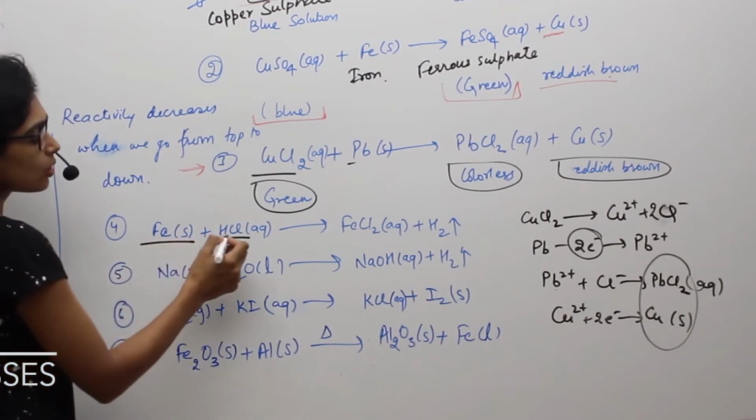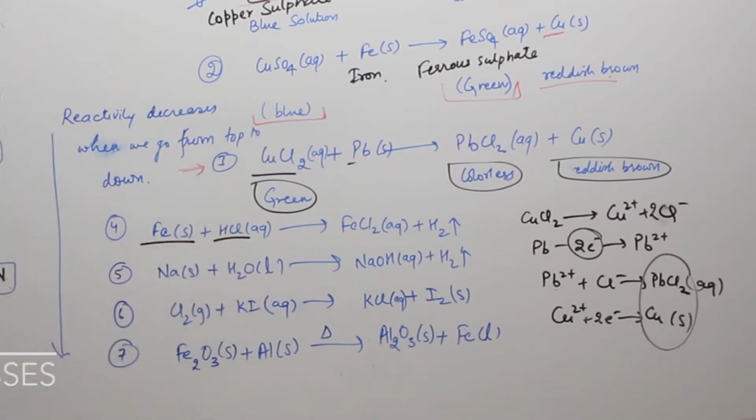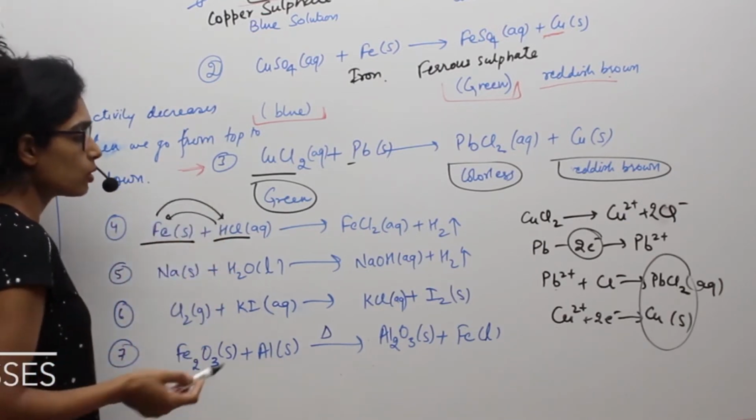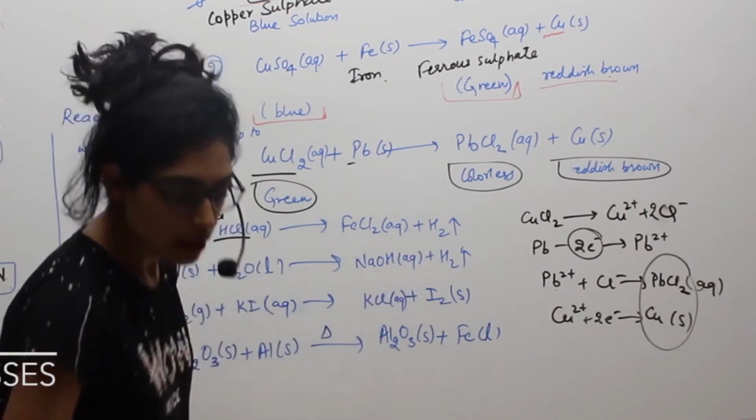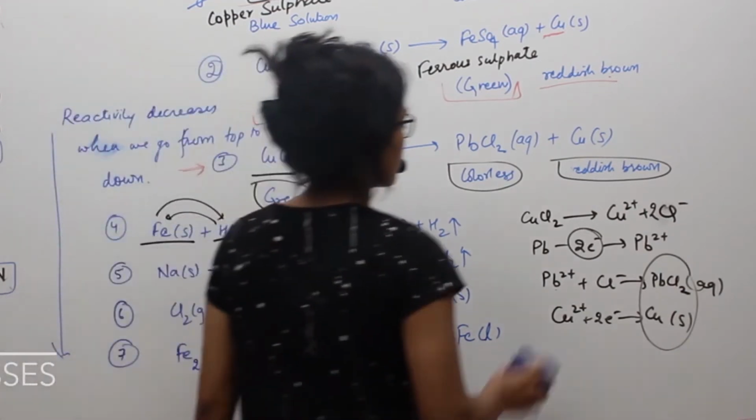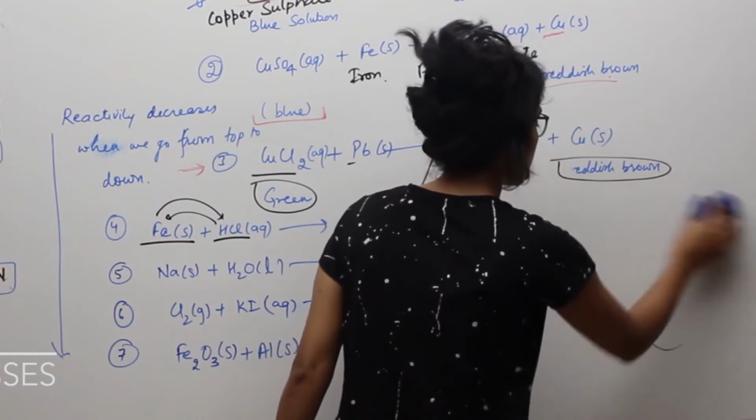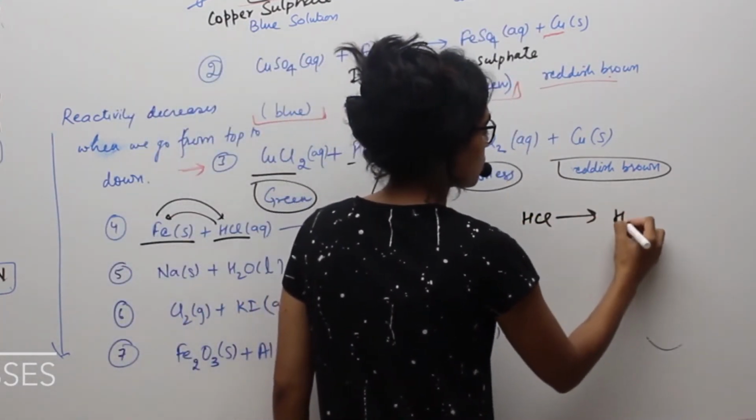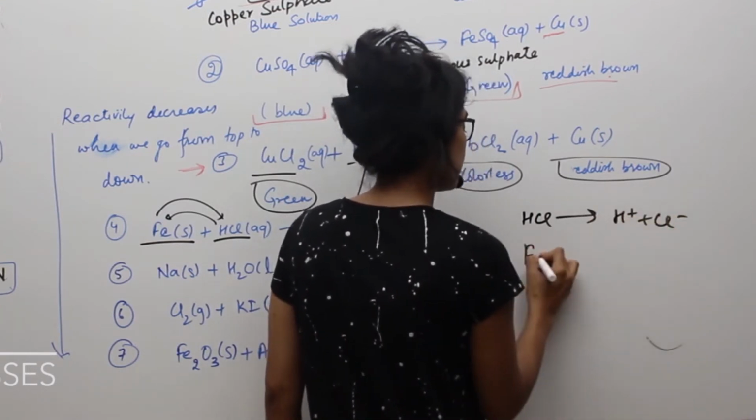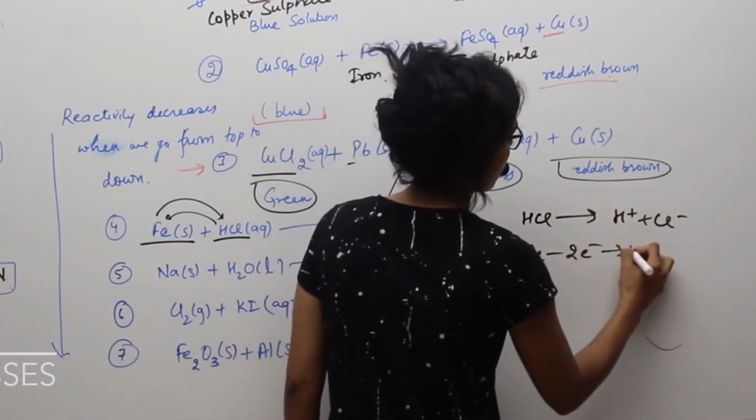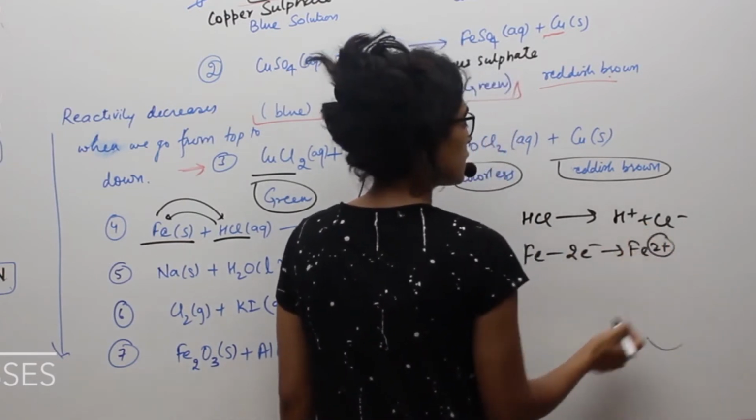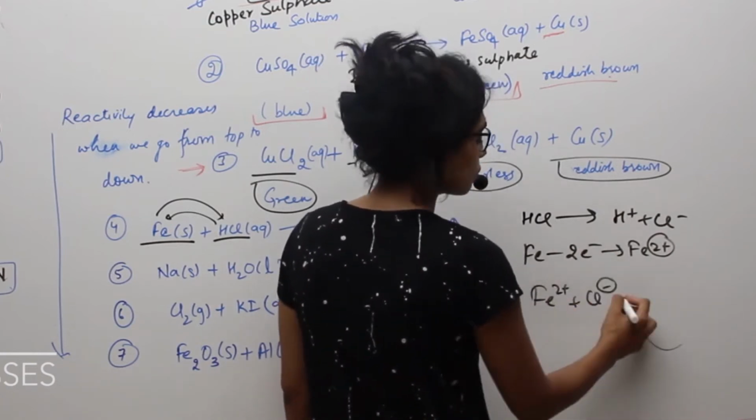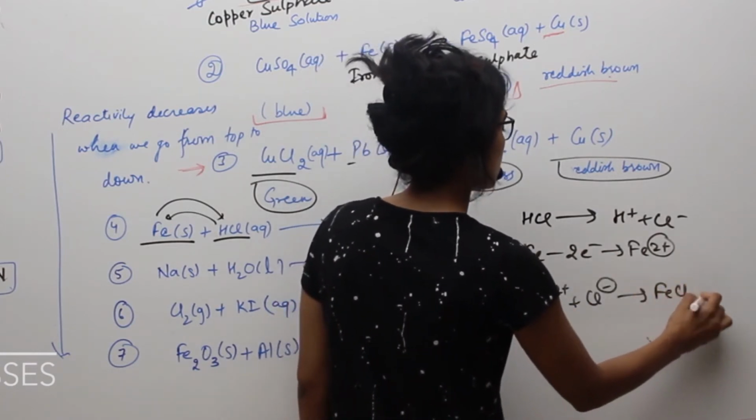Now when iron is dissolved in HCl, look at the iron's position. Iron is above hydrogen, so it will easily displace the hydrogen and form FeCl2 plus hydrogen gas. Now if I write the ionic equation of it, how will it look? Your HCl will split into H+ and Cl-. Fe will lose 2 electrons and become Fe2+. Correct? This Fe2+ and Cl- will come closer, react with each other, and form FeCl2.